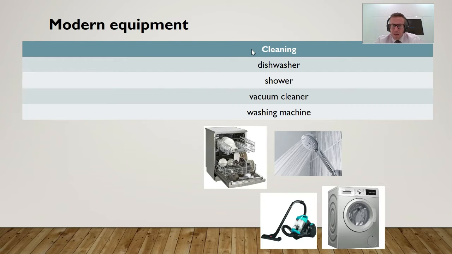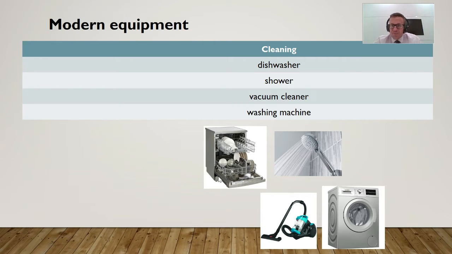Cleaning. There are things in the house which are used for cleaning. We have dishwasher, shower, vacuum cleaner. Notice the spelling here with two U's, very strange to have that. And we have washing machine. The difference between washing machine and dishwasher is one is for clothes, one is for dishes. Dishes means plates, cups, knives and forks.